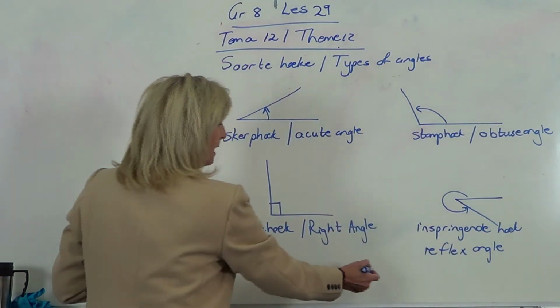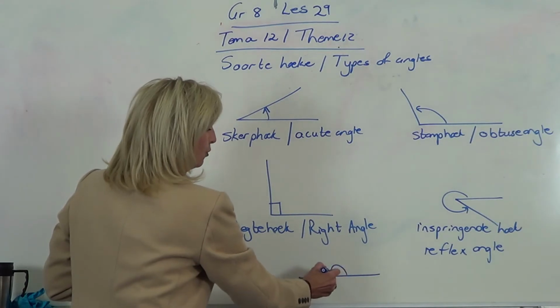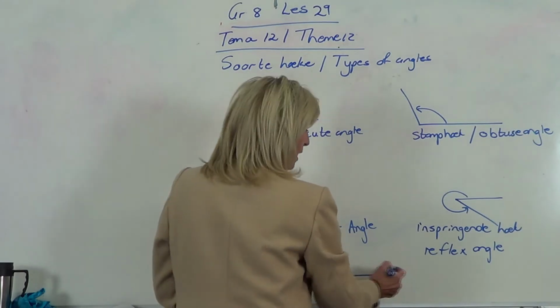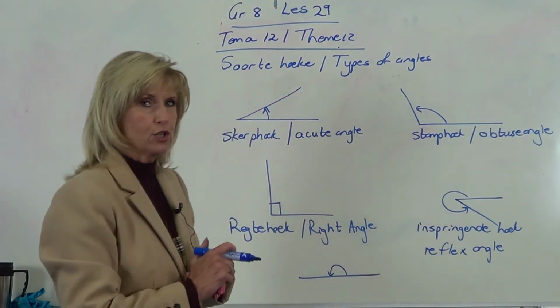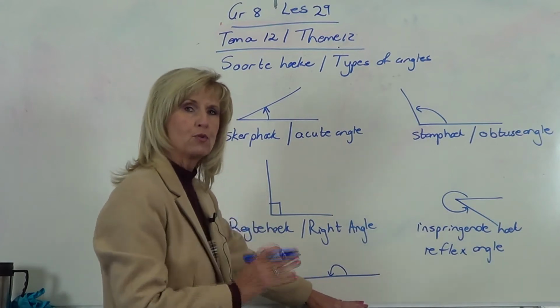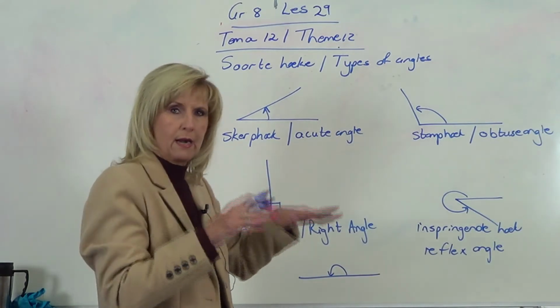Nou, as ek 'n reguit lyn vat, dan in Afrikaans praat die kinders van 'n gestrekte hoek. En ek wil eintlik hê jy moet daarvan af weg beweeg, 'n gestrekte hoek. Because in English there is no such word. We are always going to just say this is 180 degrees because it's a straight line. 'n Gestrekte hoek is 'n reguit lyn.